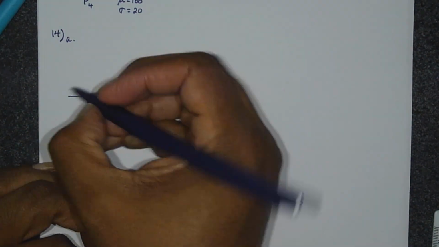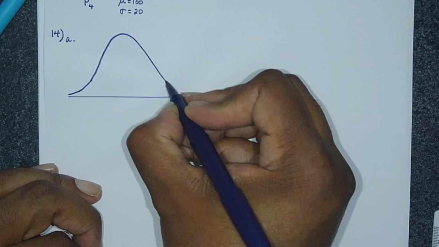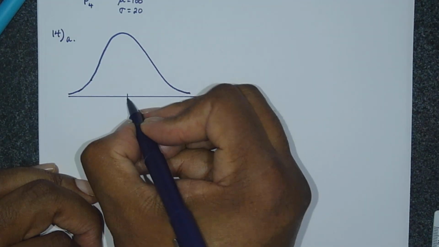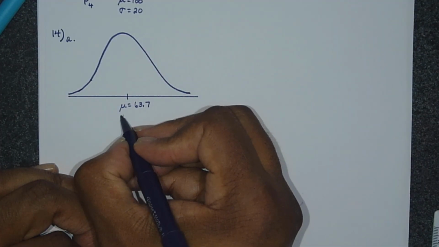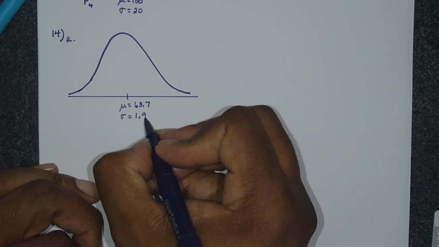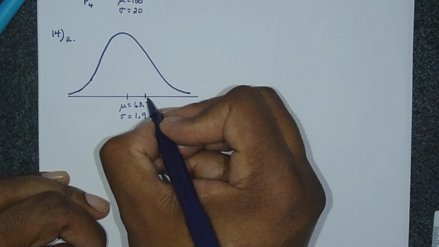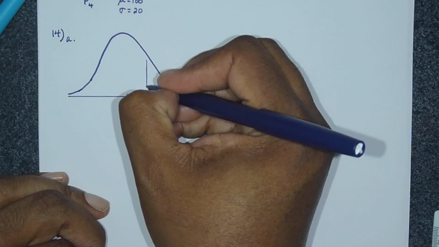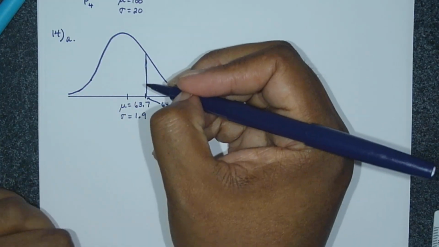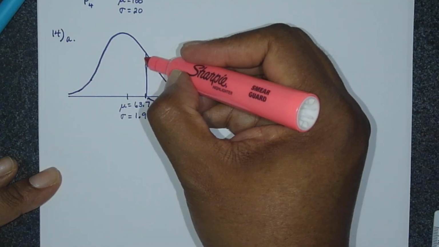Okay, so all I need here is just a normal curve. The mean was 63.7, the standard deviation was 1.9, and 64.3 will be somewhere to the right. It says greater than 64.3 inches, so do I need to shade the area to the left or to the right? To the right. So this is the area that I'm going to be shading.